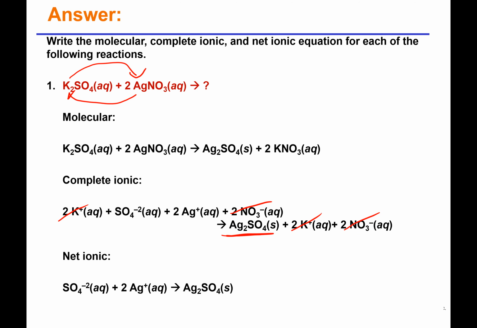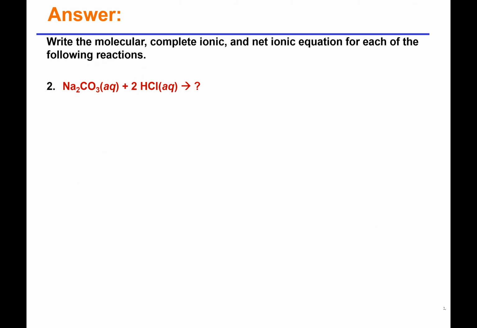Okay, now we can write our net ionic by just removing those, keeping everything that's involved with the solid. So the net ionic equation here is that sulfate is combining with silver to give us silver sulfate. Okay, so hopefully you got that one. Next one, sodium carbonate reacting with HCl. Okay, so swap.